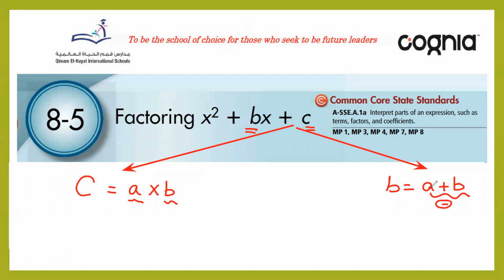Especially in two cases, I can have the same sign in both parentheses. So here C is a multiplication of the two numbers. If I multiply them, it gives me C. If I add them, I will obtain B. Let's go to the second rule, when C is positive, and here I have another rule in factoring.